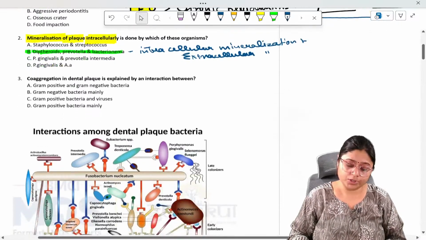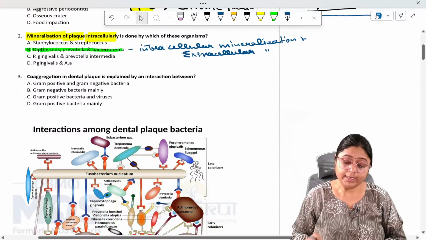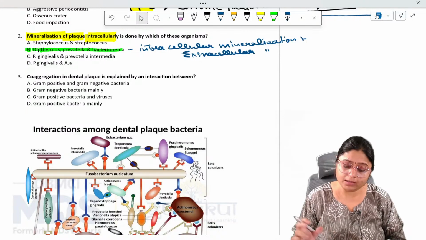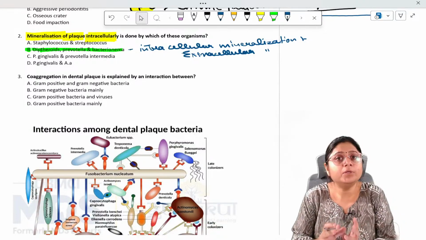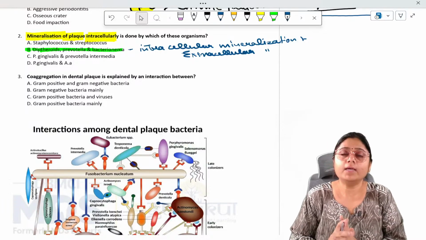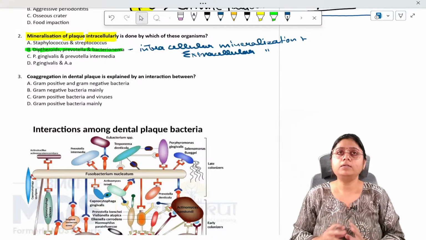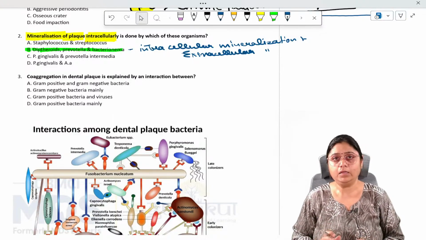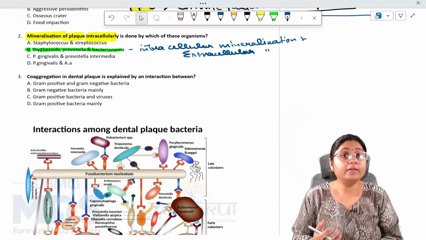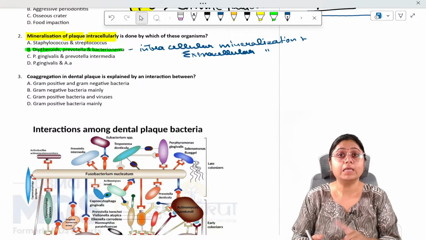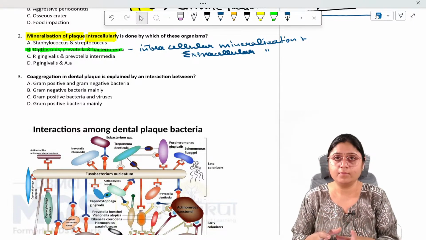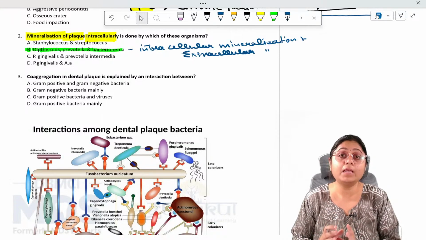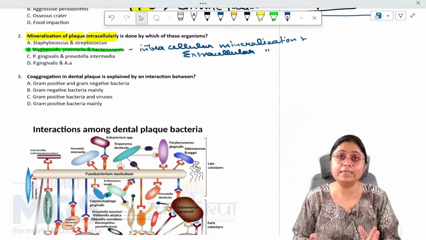Now the next question is question number 3. Coaggregation in dental plaque is explained by interaction between which organisms? Some of you might think it is between gram positive and gram negative organisms. Guys, we have discussed many times that in plaque, whether it is the purple complex, yellow complex, green complex, orange complex or red complex, all 5 complexes in the plaque biofilm have gram negative bacteria. It is gram negative bacteria which is there in dental plaque.